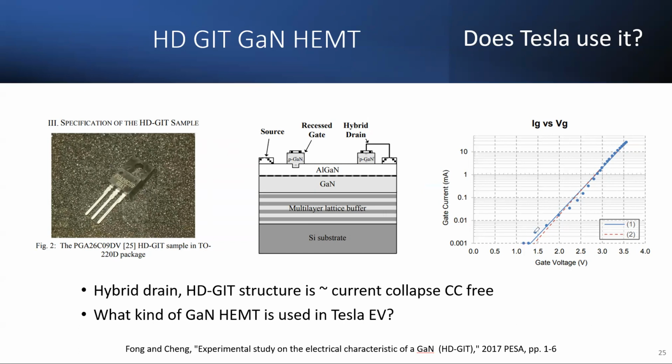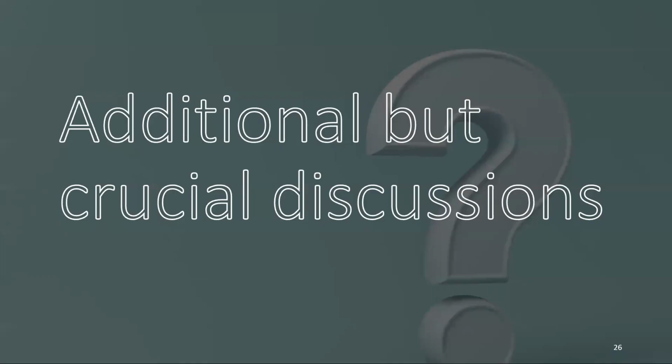By the end of the day, this is what you're going to see. Wow, nice. Your VT shifts from 0 to 1.3 volts. That's nice. So this is at the end of the day what they do. Well, is that good enough? No. There is more information I'd like to share with you. Additional but crucial discussions. Okay.